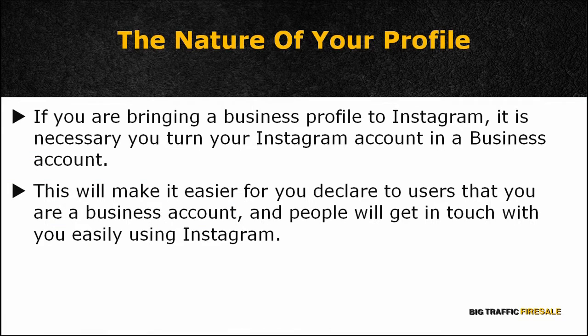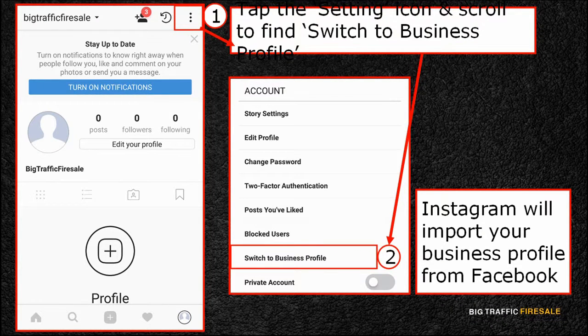Before you start exploring, consider the profile of your account. If you're bringing a business profile to Instagram, it's necessary you turn your Instagram account into a business account. This will make it easier for you to declare to users that you are a business account, and people will get in touch with you easily using Instagram. Go to your profile and tap the setting icon on the top right corner of the screen. Scroll down to find the Switch to Business Profile option.